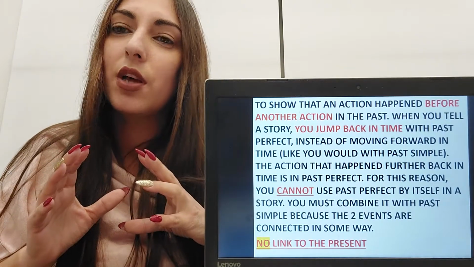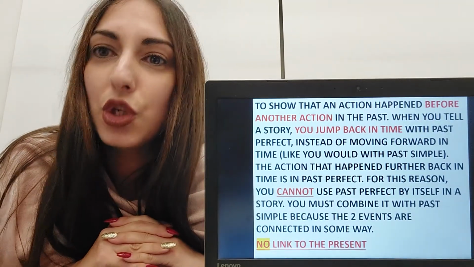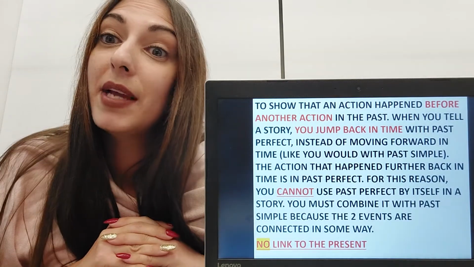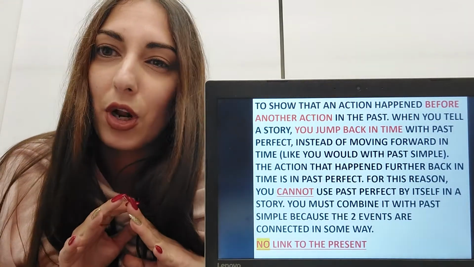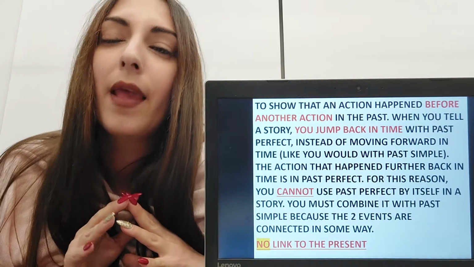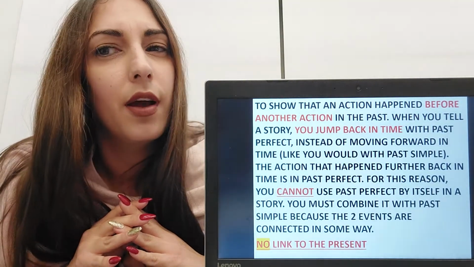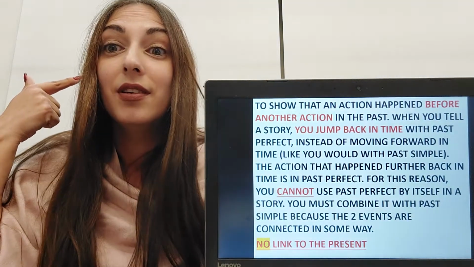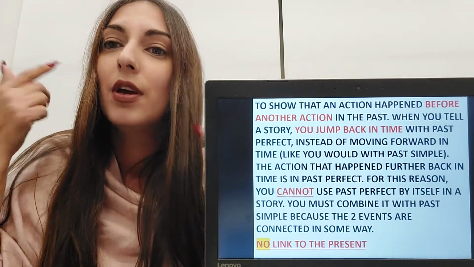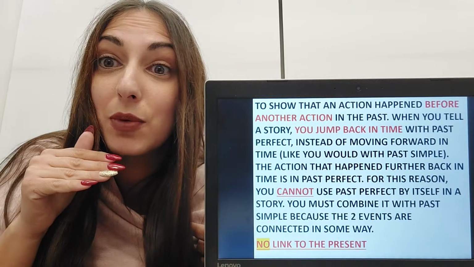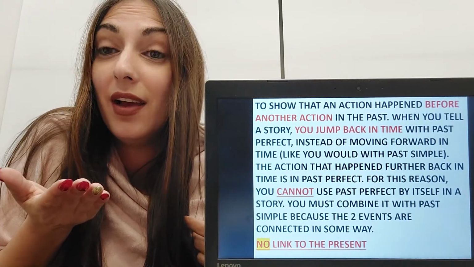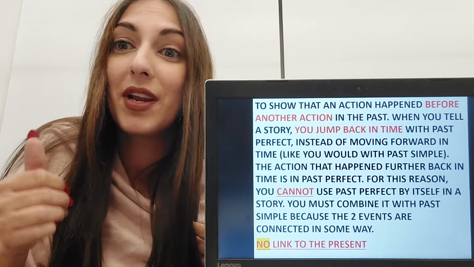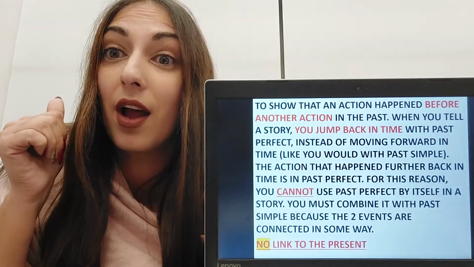Now, let me give you a small example. Yesterday, I went to the supermarket. I walked through the aisles and I picked up some products. All of this is chronological, so I use past simple, right? When I got to the cashier, I realized I had forgotten to bring my purse. Now, I had forgotten before I even went to the supermarket, before I even went to the cashier. Therefore, I have to use past perfect to show that it happened before all the other actions that I mentioned in my story.